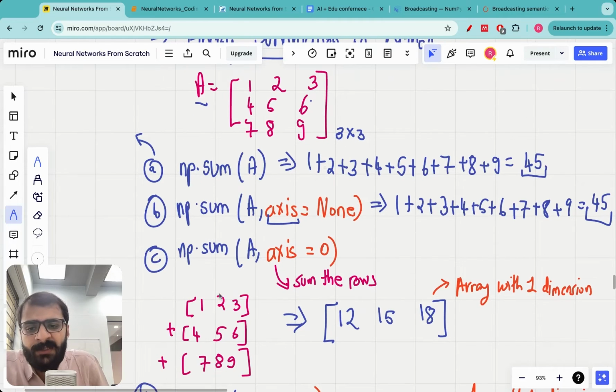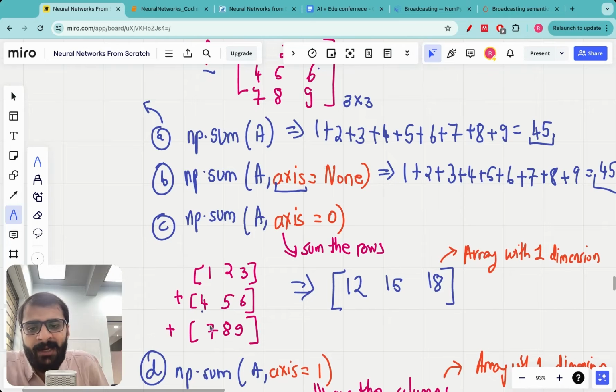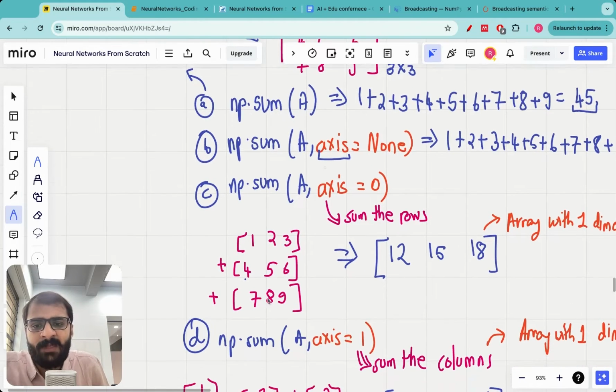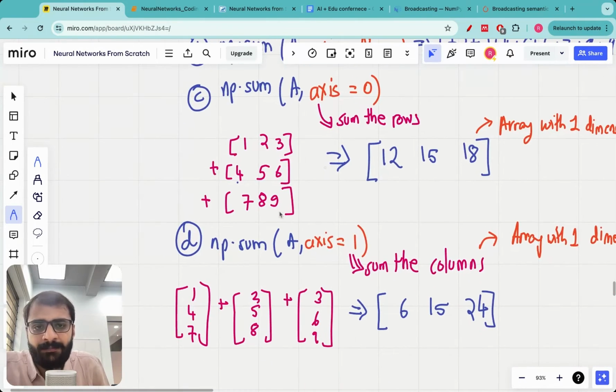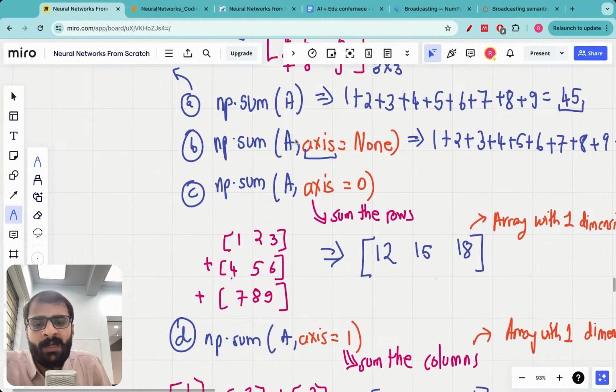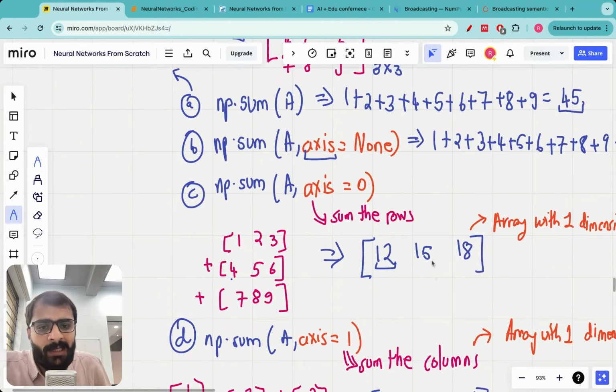And the first row of this is 1, 2, 3. The second row is 4, 5, 6. And the third row is 7, 8, 9. And we will be summing the rows. So 1, 2, 3 plus 4, 5, 6 plus 7, 8, 9. So the answer here would be the first row plus the second row plus the third row. And the answer would be 12, 15, and 18.